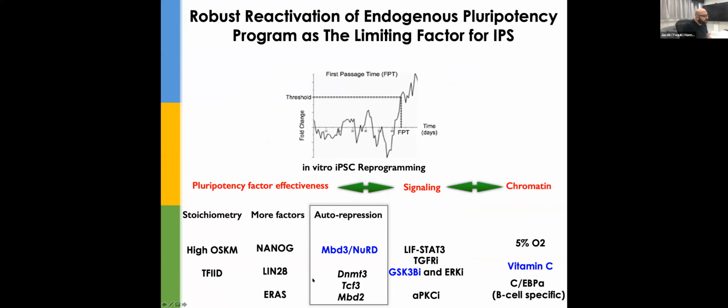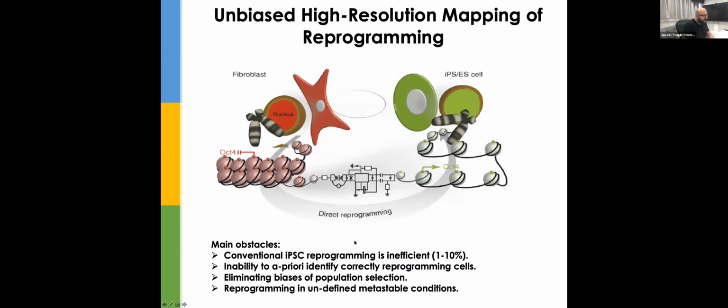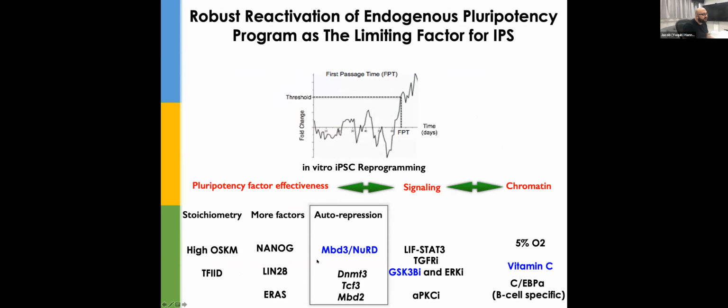But what we added here is this self-repression or auto-repression module, like the Mbd3 NuRD and possibly other complexes that also need to be neutralized. And we are learning currently as well that there are small molecules and pathways that we didn't know what they do before, but it turns out they boost iPS efficiency by inhibiting Mbd3 NuRD. So this is another thing that we're trying to understand.